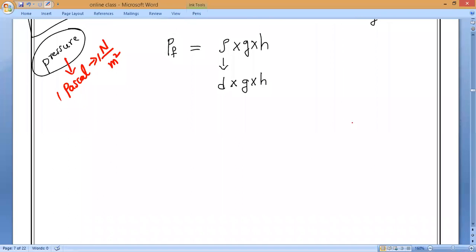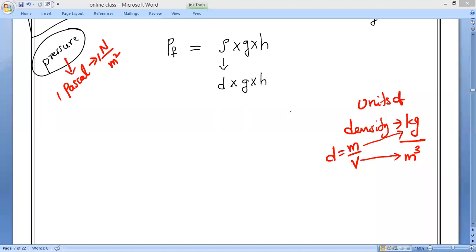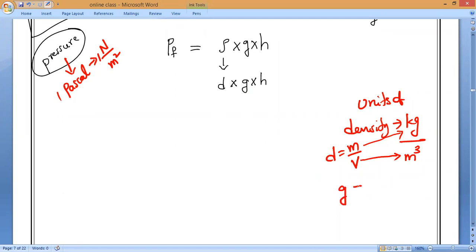Now, from this formula we should also get the same unit. So let us work it out. Remember, all of you, the unit of density is kilogram per cubic meter, because density is mass by volume. The mass unit is kilogram, the volume unit is cubic meter. Next, the unit of acceleration due to gravity is meter per second square. Same way, height is measured in meters.